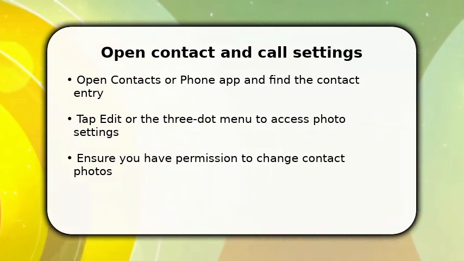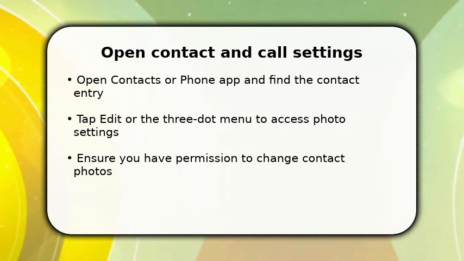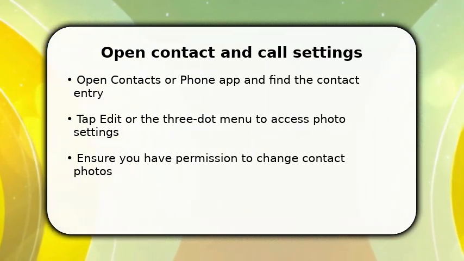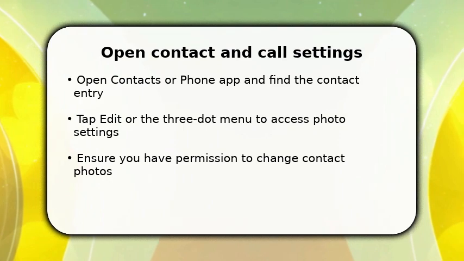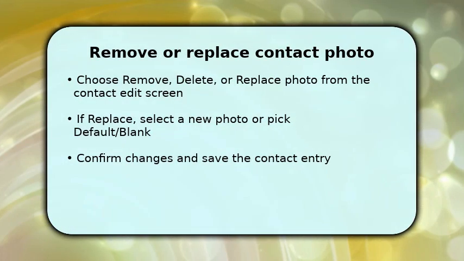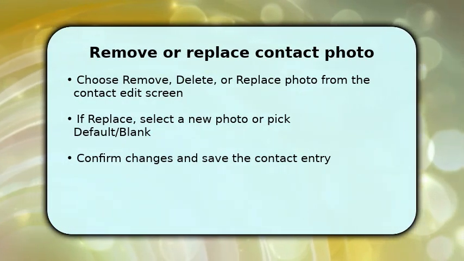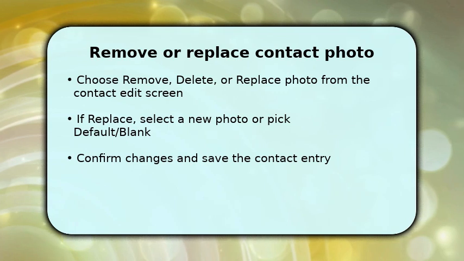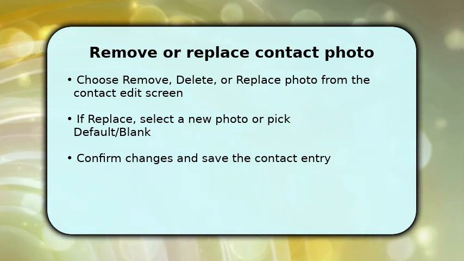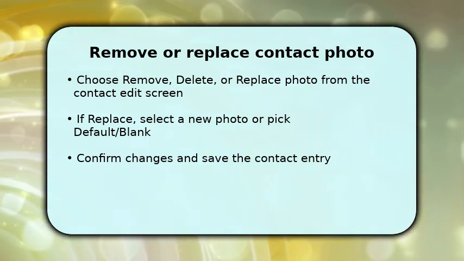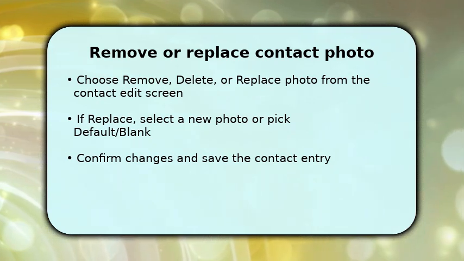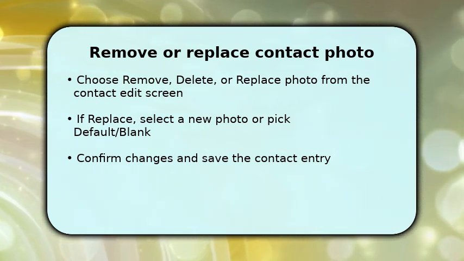Once in edit mode, tap the photo thumbnail or the camera icon to reveal remove or change options and prepare to delete the assigned image. Next, choose the remove or delete photo action from the contact edit screen. If your device lists replace, select remove or choose default to clear it. You do this because clearing the contact photo updates what appears during incoming calls.